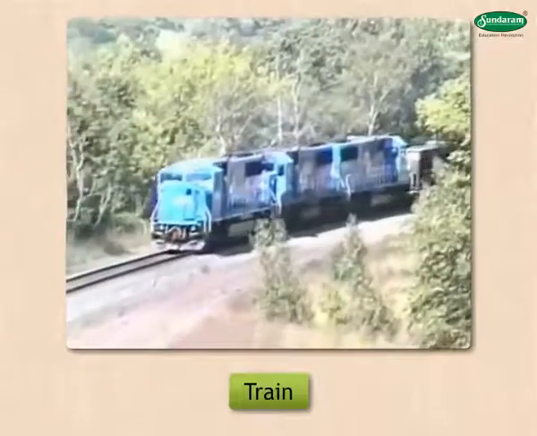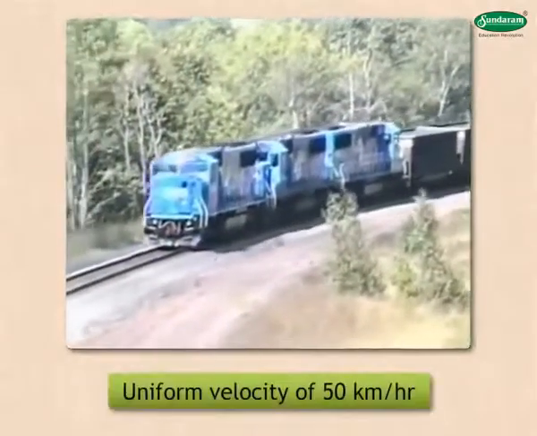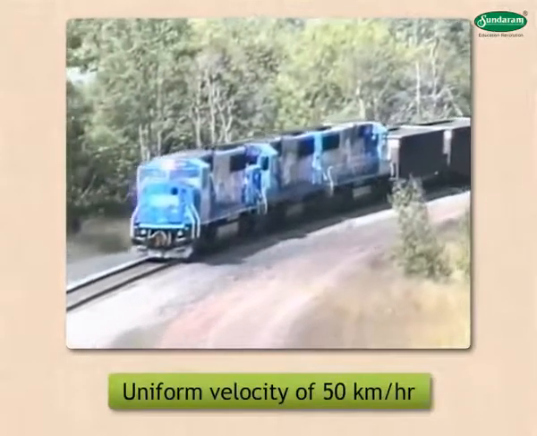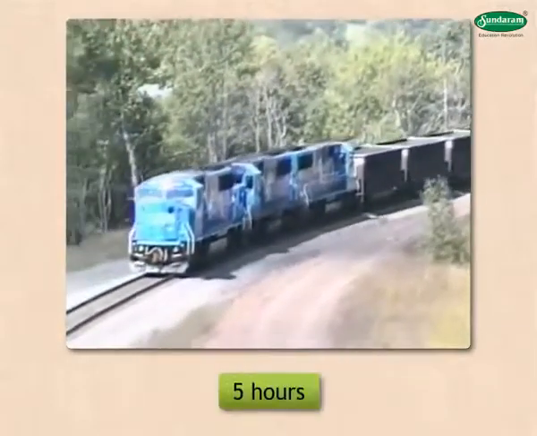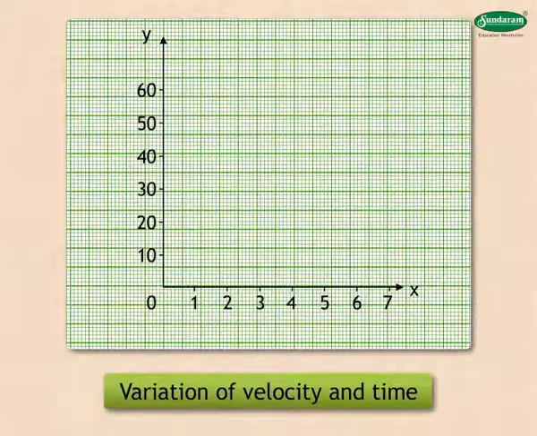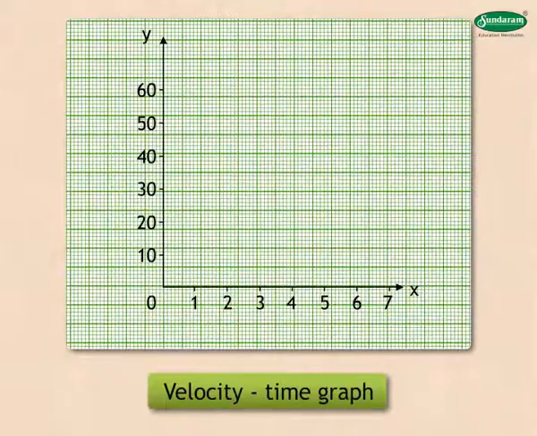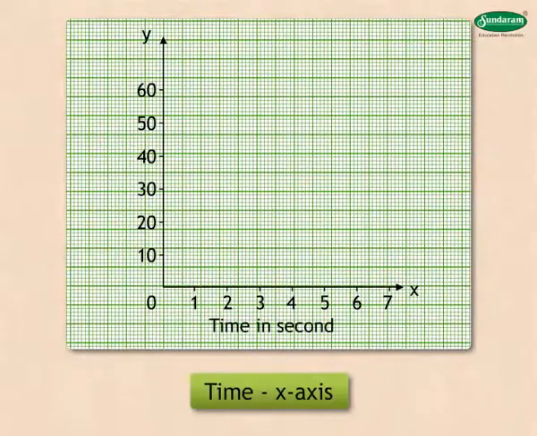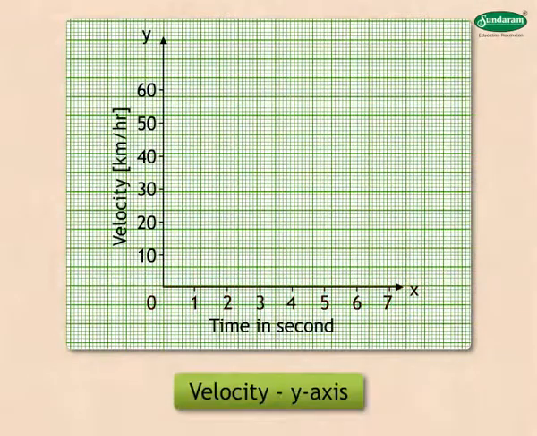A train is moving with a uniform velocity of 50 kilometers per hour for 5 hours continuously. The variation of velocity and time can be represented by a velocity time graph for this uniform motion. Time is represented along the x-axis and velocity along the y-axis.